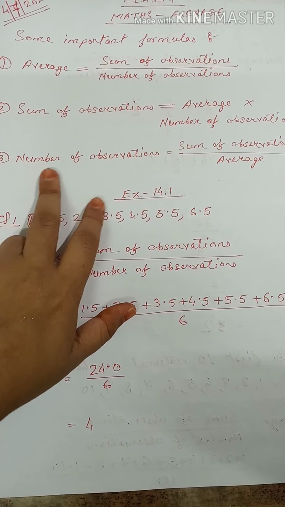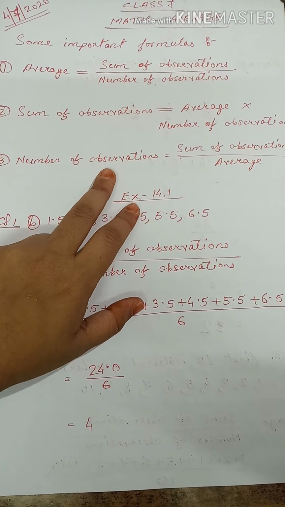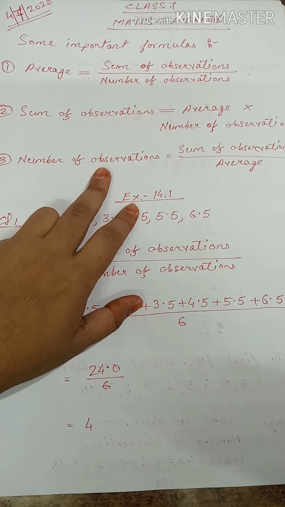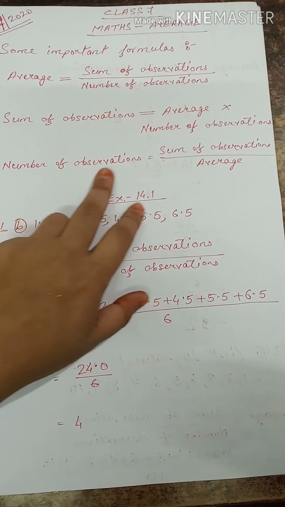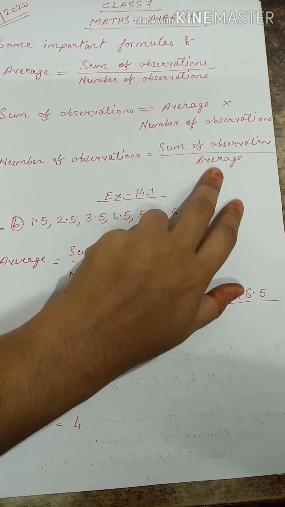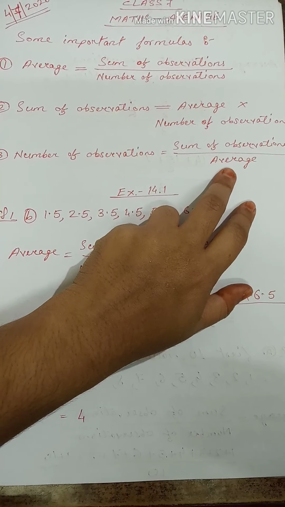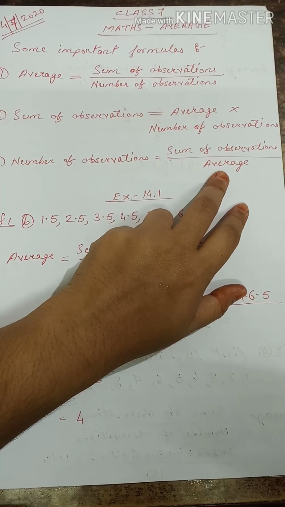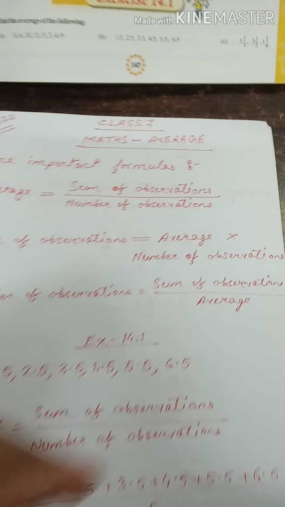The third formula is number of observations. If you need to find out the number of observations, then we will use this formula: sum of observations by average. So I think the formulas are clear to you. Let's come to the exercise now.